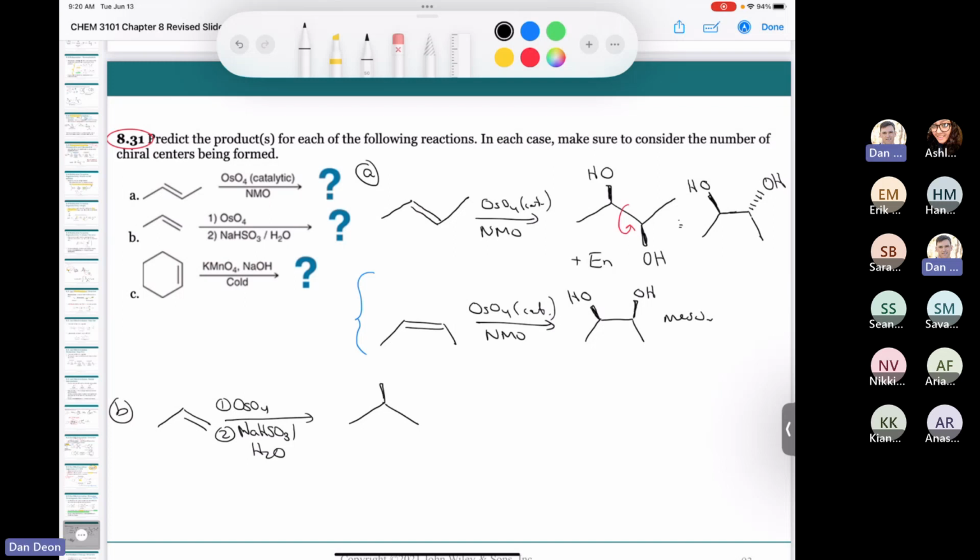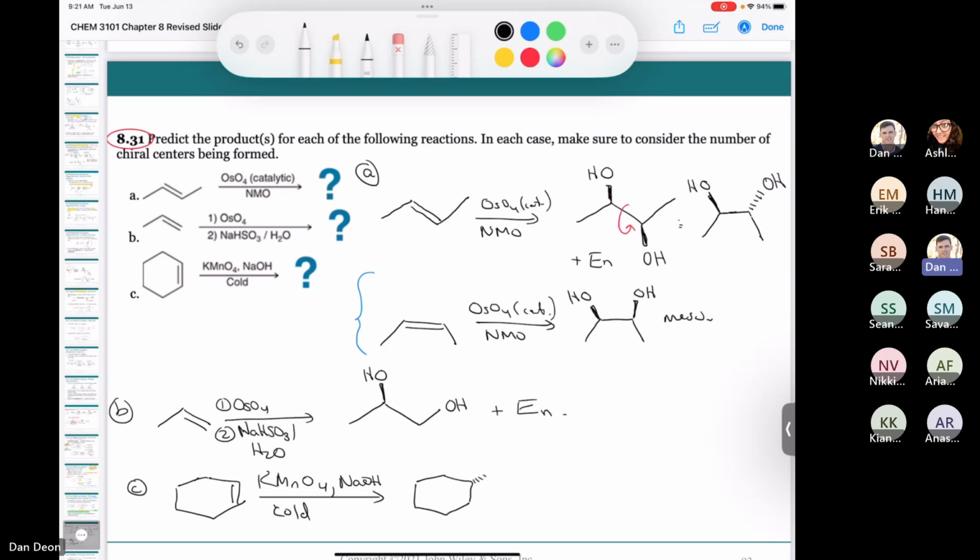So we end up with one hydroxyl going up. This one is not on a stereocenter, and so we end up with this compound plus its enantiomer. And then on the last one, we're treating cyclohexene with KMnO4, sodium hydroxide, at cold temperature to prevent it from reacting with everything in the universe. And that will give you a syn dihydroxylation. So we'll put both of them going down for a change.